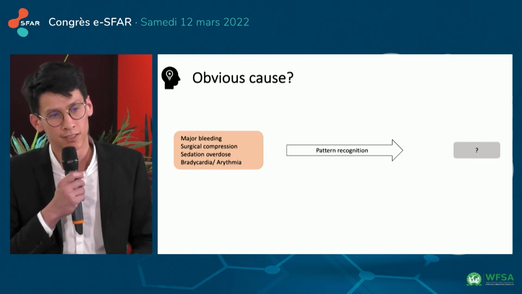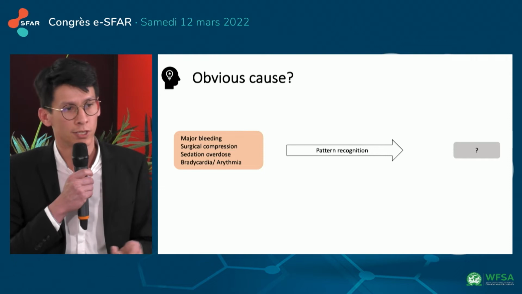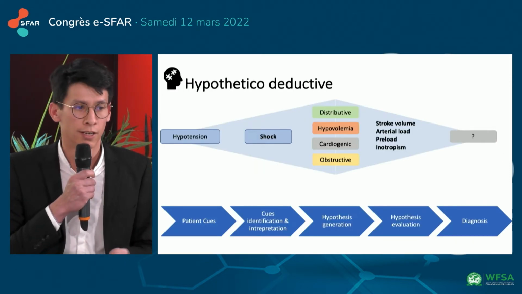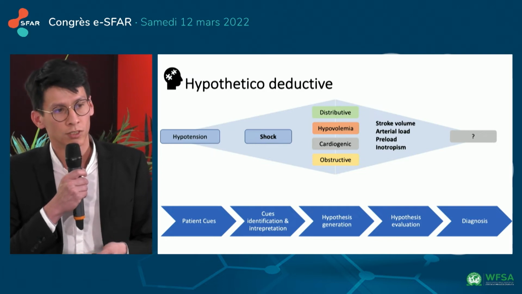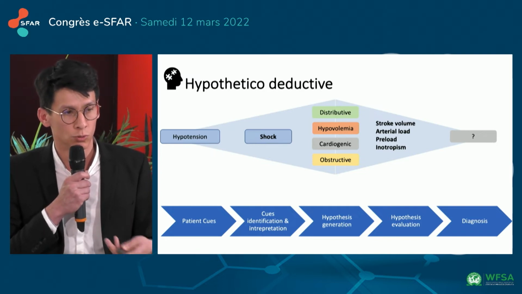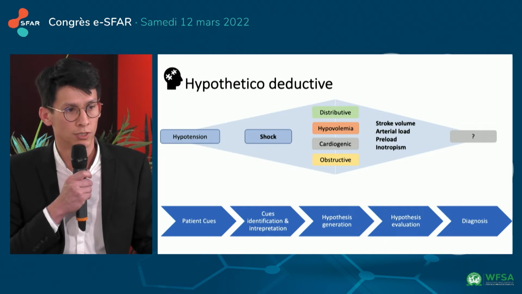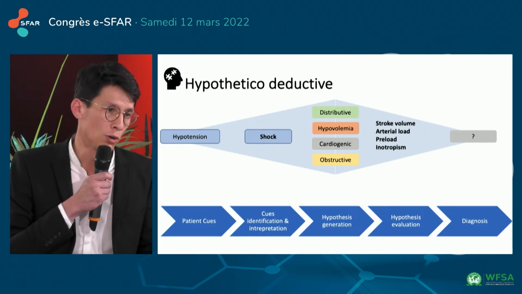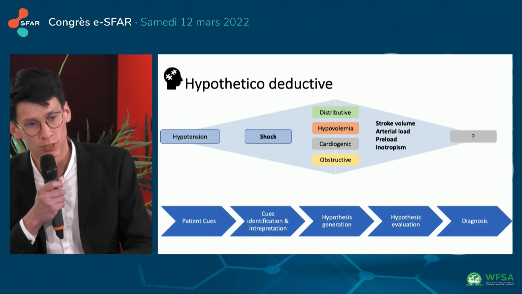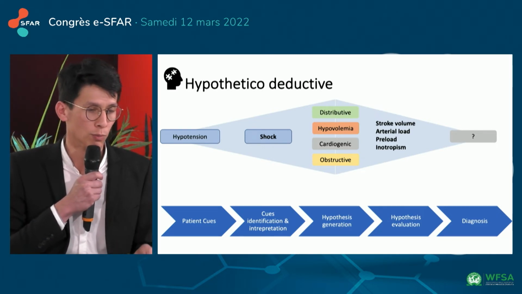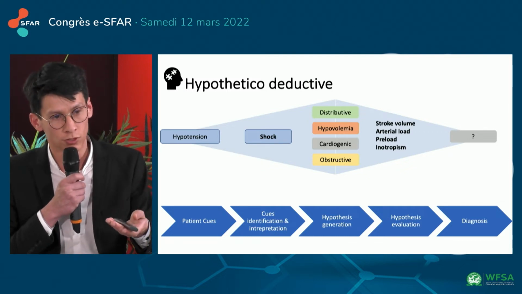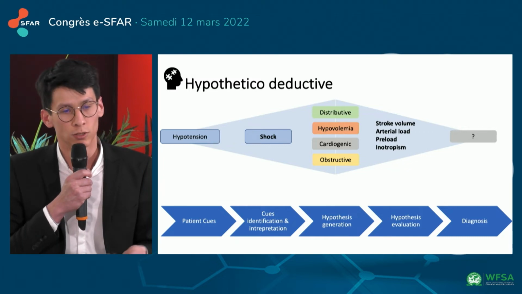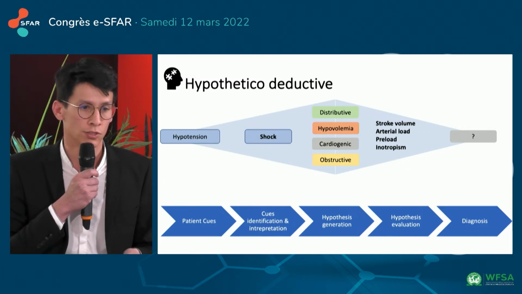Let's say in this case, your patient does not have an obvious cause of hypotension, so you are not able to make an easy diagnosis out of this one. So you need to switch to another kind of reasoning, which is called the hypothetico-deductive reasoning. And this is the kind of reasoning we've all been taught at med school. You start from the symptom. You generate a bunch of hypotheses, which are here the types of shock, and then you evaluate each hypothesis, and you determine which is the most probable diagnosis for your patient.